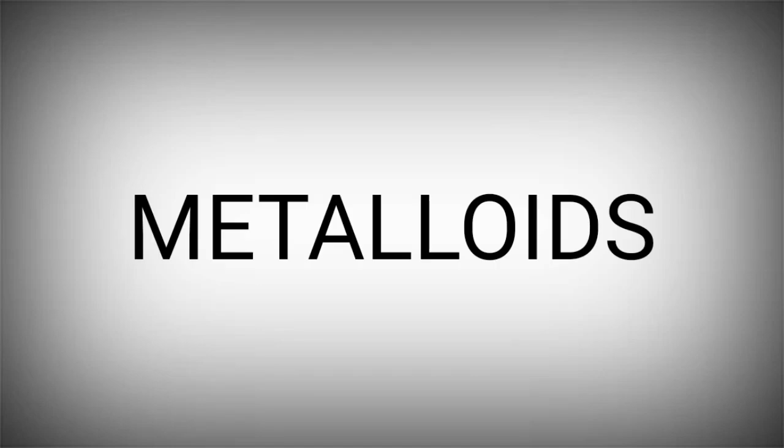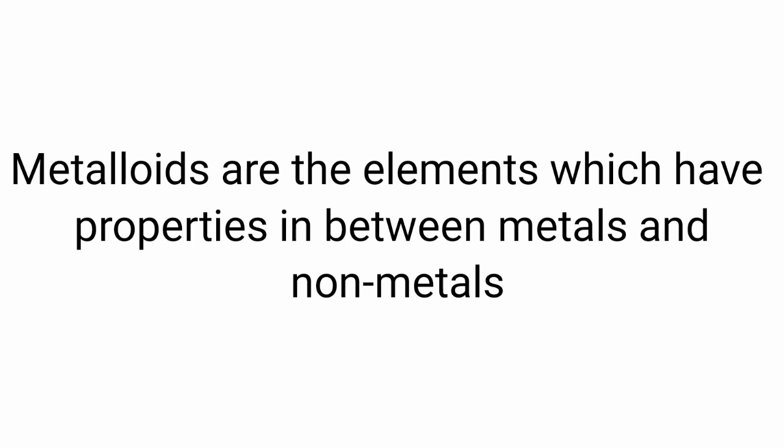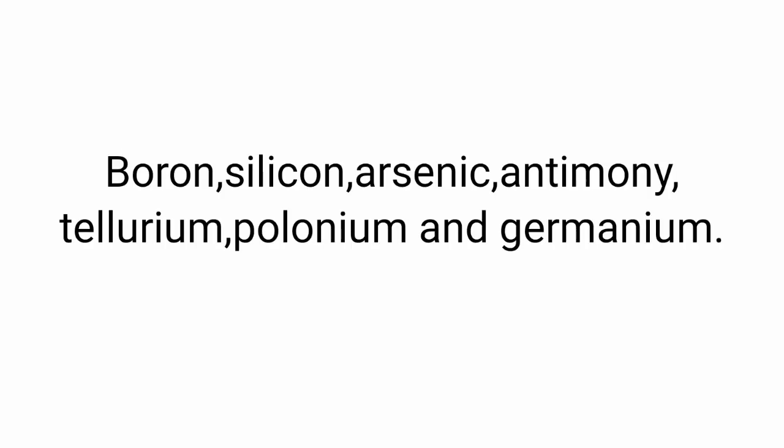After non-metals, let's see about metalloids. What are metalloids? Metalloids are the elements which have properties in between metals and non-metals. So metalloids will have properties between metals and non-metals. Examples of metalloids are boron, silicon, arsenic, antimony, tellurium, polonium and germanium. So these are some examples of metalloids.